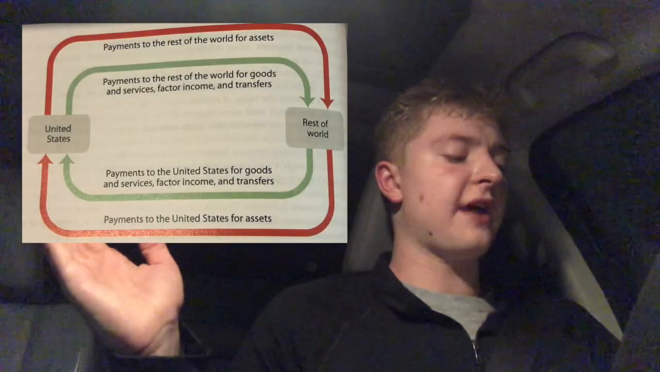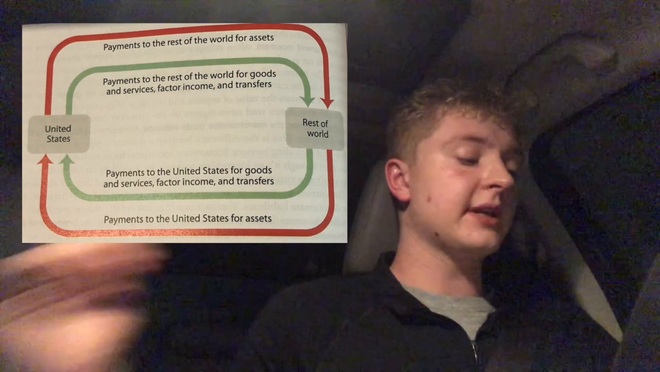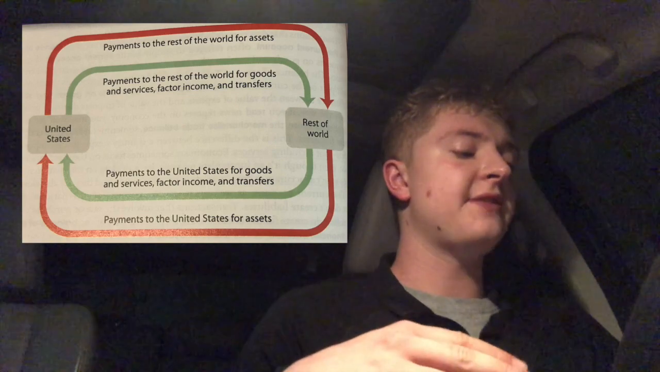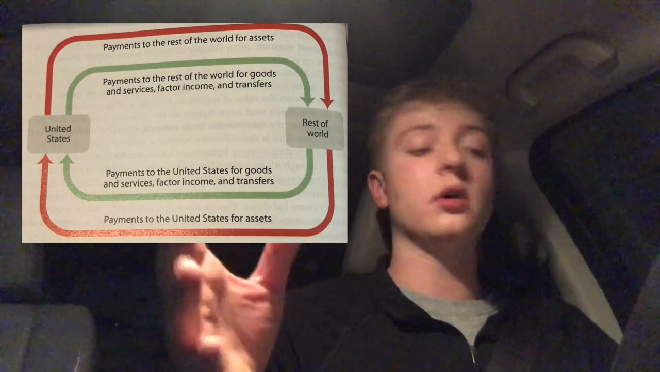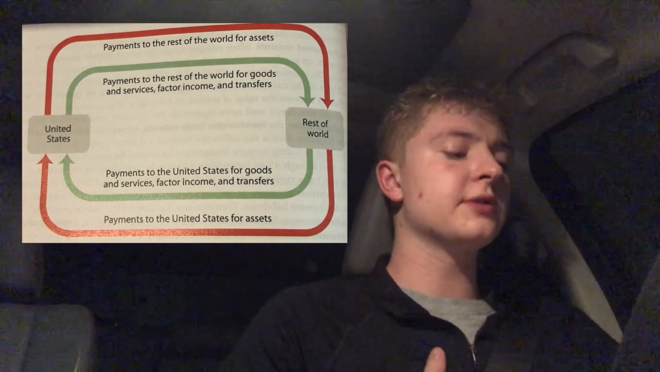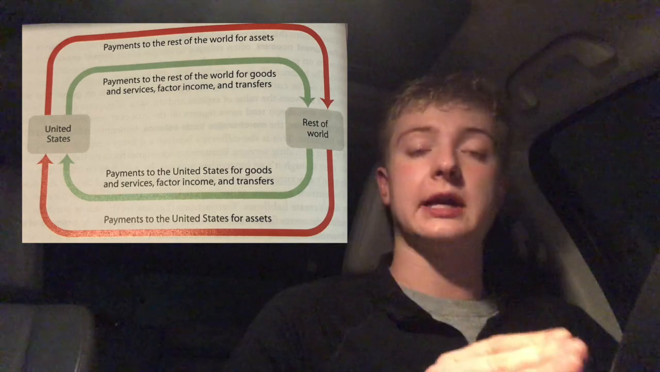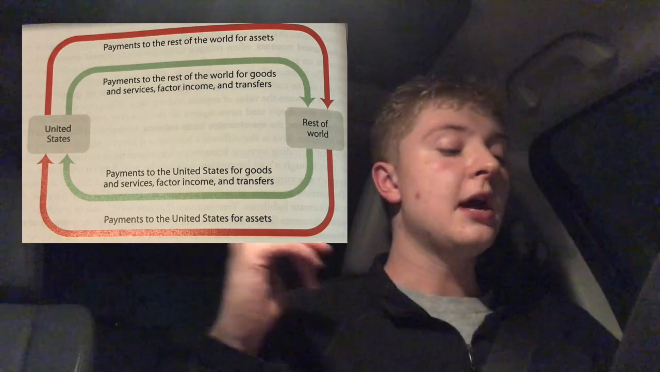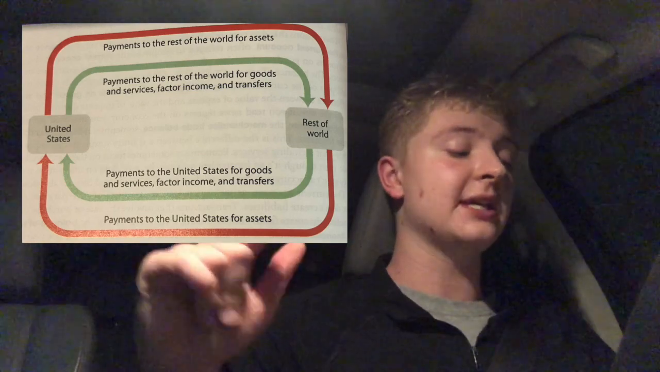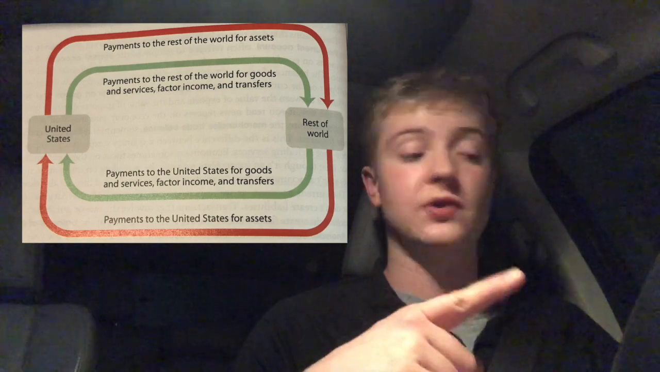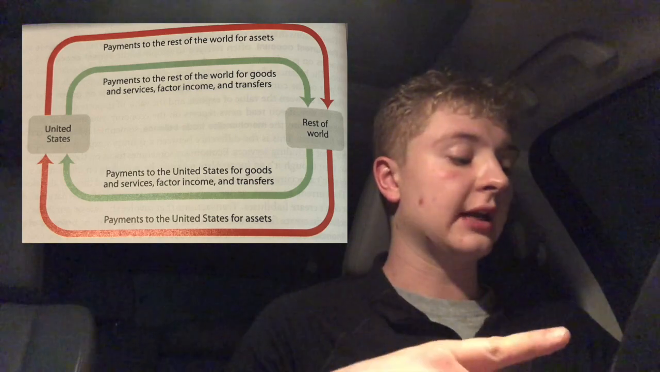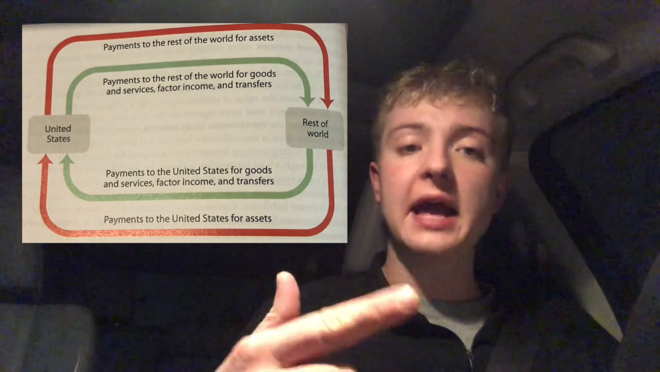Basically, as you see in this graph here, you have the United States and the rest of the world, and the United States pays the rest of the world for assets, and we pay the rest of the world for goods and services, factor income, and transfers. Again, financial accounts, current accounts, exactly like we've been talking about. But the rest of the world at the same time is paying us for our goods, services, and transfers, and our incomes, and they're paying for our assets.